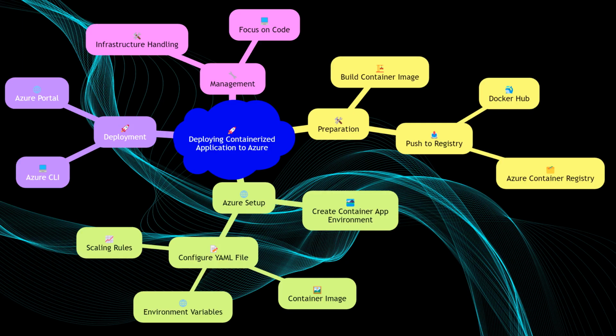Deploying a containerized application to Azure Container Apps involves several steps. First, build and push your container image to a container registry, such as Azure Container Registry or Docker Hub. Next, create a container app environment in Azure and configure your container app using a YAML file. This file should include details such as the container image, environment variables, and scaling rules. Finally, deploy the container app using the Azure CLI or Azure portal. Azure Container Apps will automatically handle the underlying infrastructure, allowing you to focus on your application code.